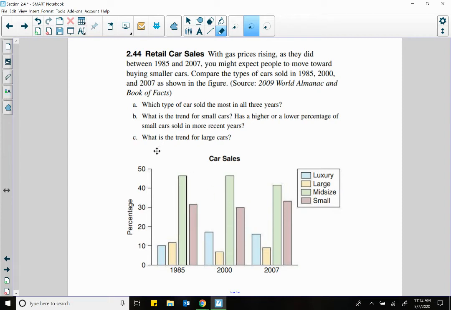And then part C says, what is the trend for large cars? Large cars is in yellow. It looks like it went down and then it went back up a little bit, a little bit like what the small cars kind of did. But there's definitely a big change between 85 to 2000 here. That's a big drop. And then it went back up, not quite as high as what it was in 85. So that would be the trend that I'm looking for in those multiple choice answers. Something along the lines that it went down and then it went back up.